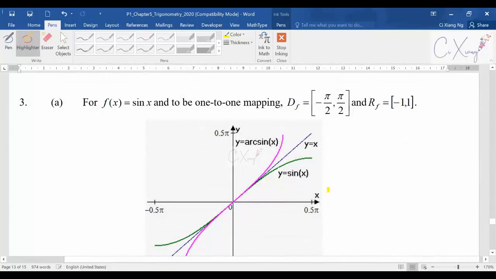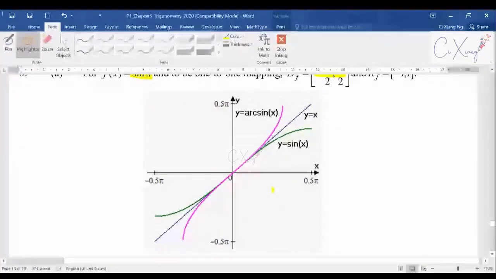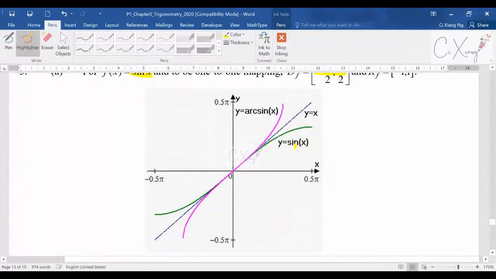Because our sine graph, cos graph, and tangent graph repeat from cycle to cycle, to get the inverse function you have to restrict your domain into a one-to-one function. So for sine x, the domain is negative pi over 2 to pi over 2, so that you can get a one-to-one function. If you look at the graph here, the green color part is the sine x graph, and y equals x is the reflection line. The inverse function for sine, which is sine inverse or arcsine, is the purple color one.